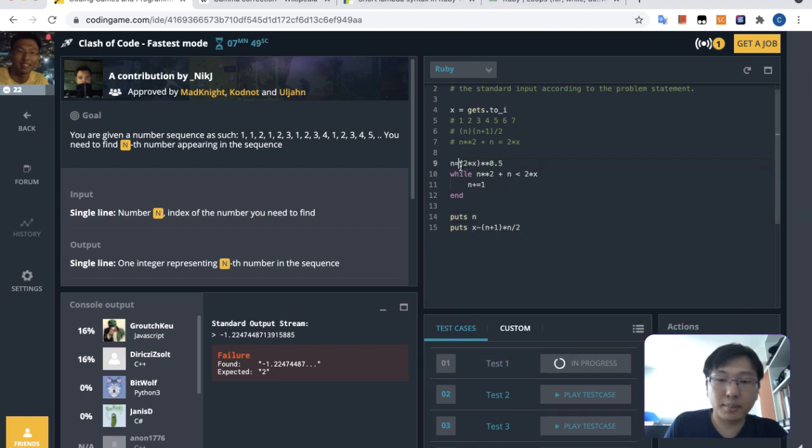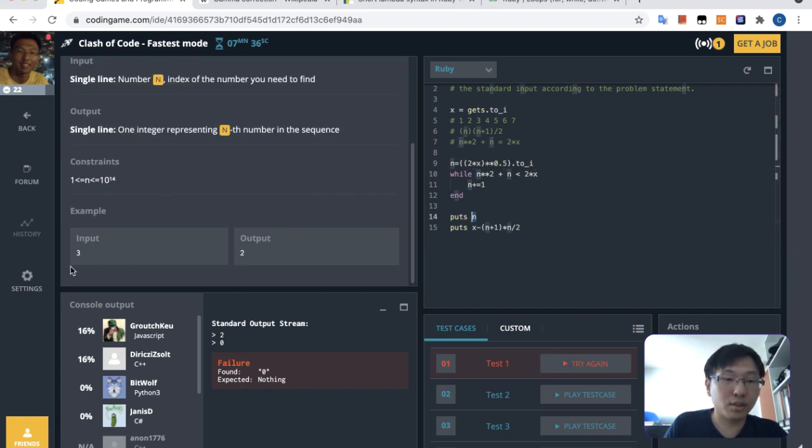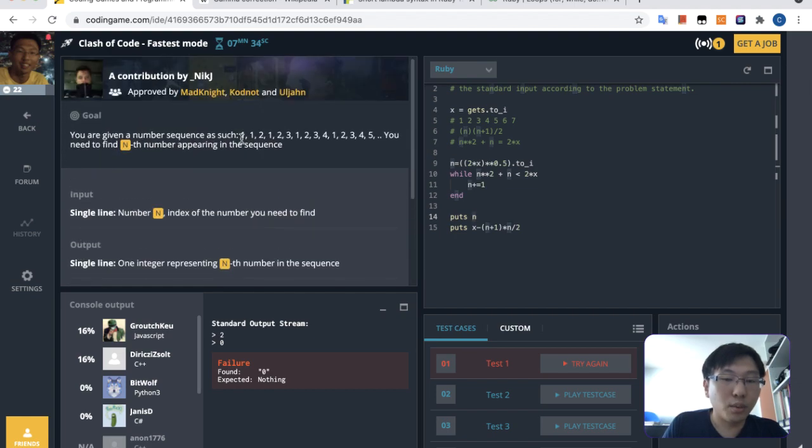I realized something. I should have rounded this, or maybe I should have just made this an integer like that. So n is 2 for this one. The input is 3: 1, 2, 3. Very nice, n is really 2.